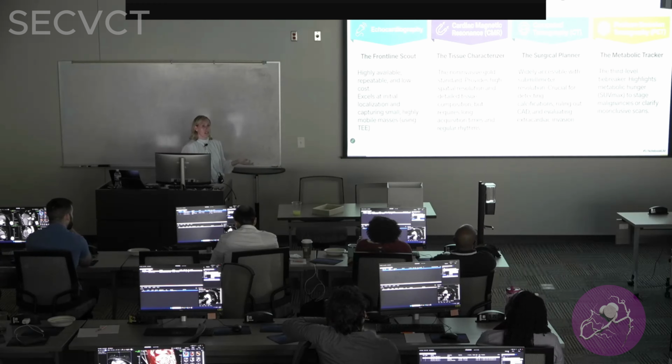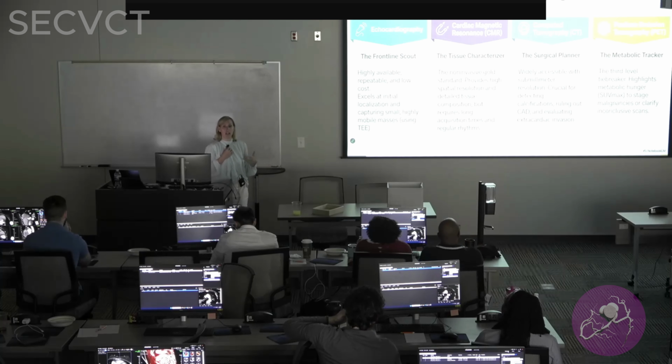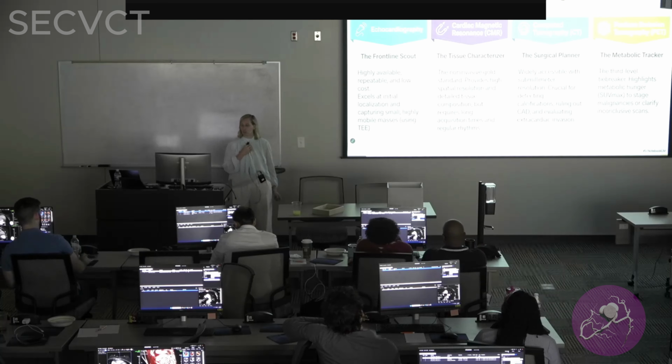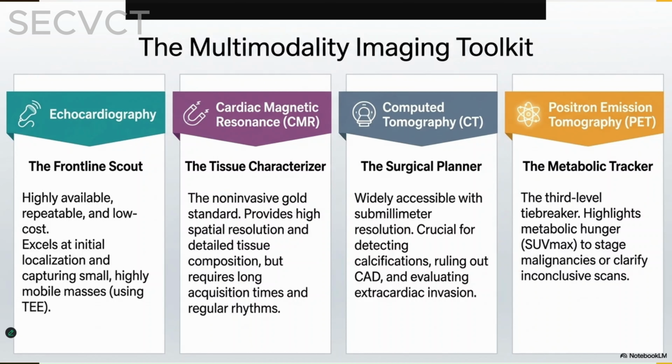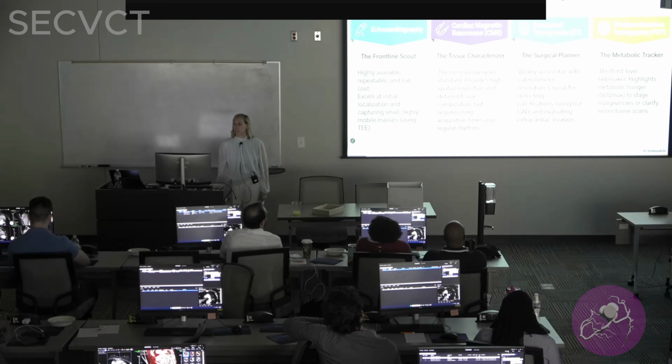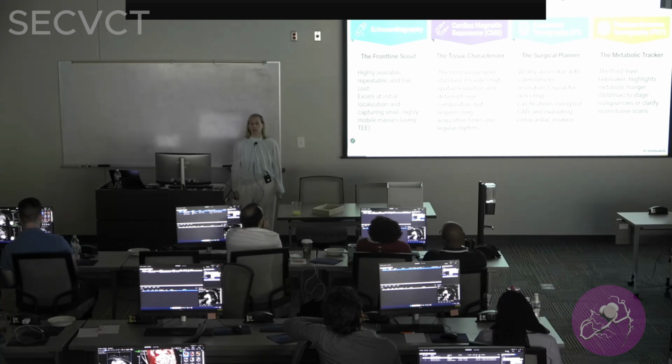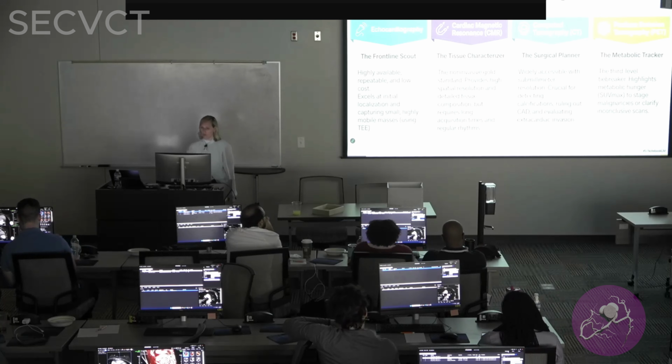If we can save the patient from having to have a preoperative left heart cath, I think we're doing a huge service to the patient. And then obviously evaluating extracardiac invasion and helping with planning the surgery on patients. And then lastly, our third level tiebreaker is going to be your PET, right? It highlights that metabolic rate and it helps stage malignancy or clarify inconclusive scans.